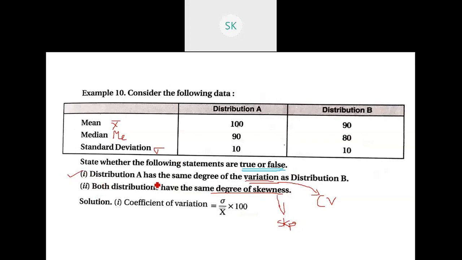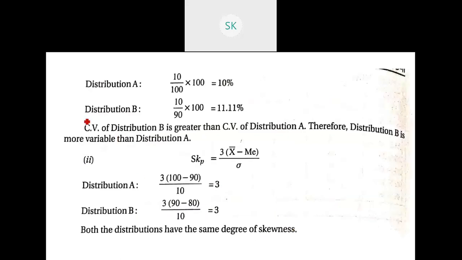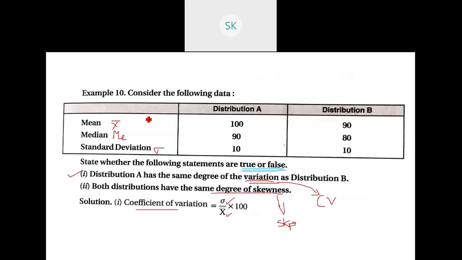First statement: distribution A has the same degree of variation as distribution B. So we will have to find the coefficient of variance, which is standard deviation divided by arithmetic mean into 100. All data is given here to us; we just have to apply the numbers. Standard deviation for distribution A is 10, for B also it is 10. Arithmetic mean for A is 100, for B it is 90.